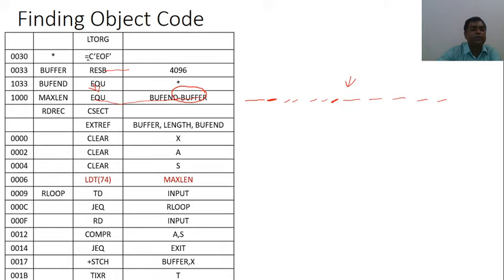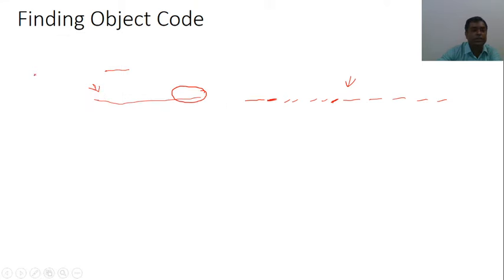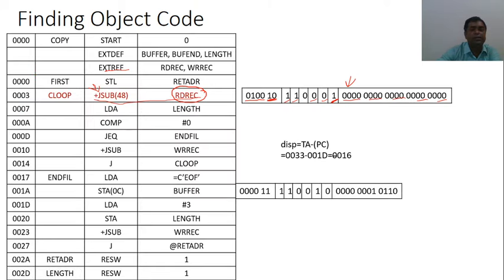Buffer is defined in this control section at this point. Then what is the target address corresponding to buffer? That is 0033. It will be maintained in the symbol table. So the displacement will be target address minus the content of PC.